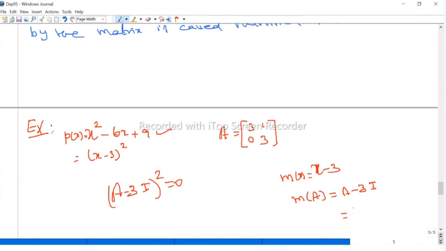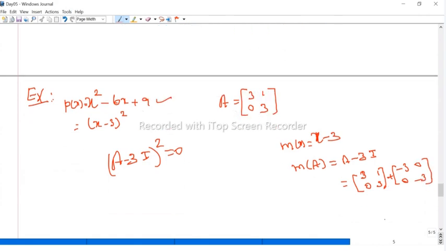So what is A minus 3I? A is nothing but 3 1 0 3, plus you have to multiply minus inside, therefore minus 3 0 0 minus 3, the identity matrix multiple, right? If you add these two, all are 0 except one element. Therefore, this is not equal to 0. This is a non-zero matrix. Therefore, this is not a minimal polynomial.